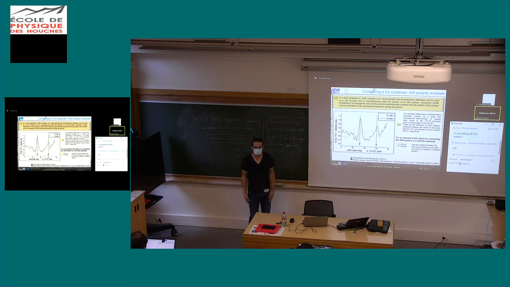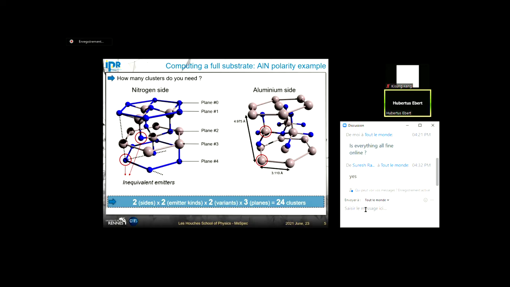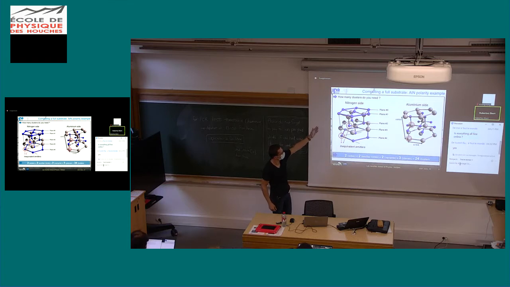And the bad news is that in the hexagonal cell of the aluminum nitride, there are inequivalent atoms. So it means that if you look at the cell of the nitrogen side or aluminum side, you will have here two nitrogen atoms that are inequivalent, actually, because the tetrahedron is in this way here, but this is in that way here. So they are inequivalent atoms.